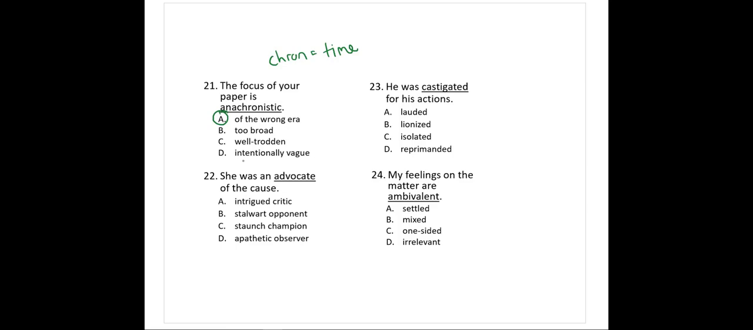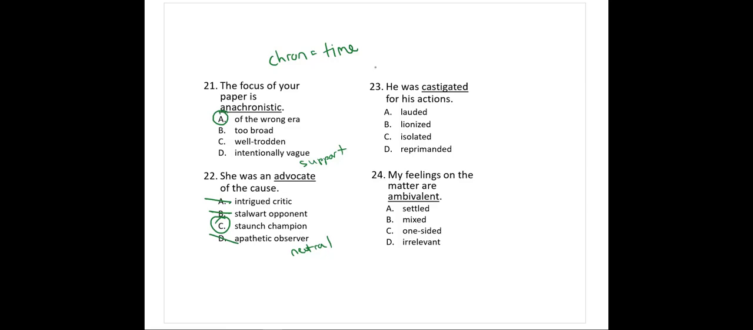She was an advocate of the cause. So first of all, advocate is support. So I'm going to eliminate anything negative. Critic is negative. Opponent is negative. Observer is neutral, which also doesn't mean support. So just by eliminating, I know it's going to be staunch champion.